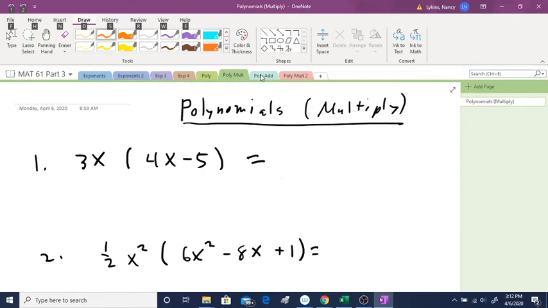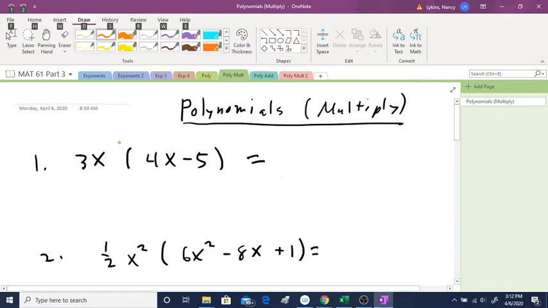Okay, welcome back to polynomials. Today we're going to talk about multiplying polynomials. Now, actually, I've got a two-part series on multiplying polynomials. So the first one I'm going to start very basic. To understand multiplying polynomials, we need to understand the distributive property.